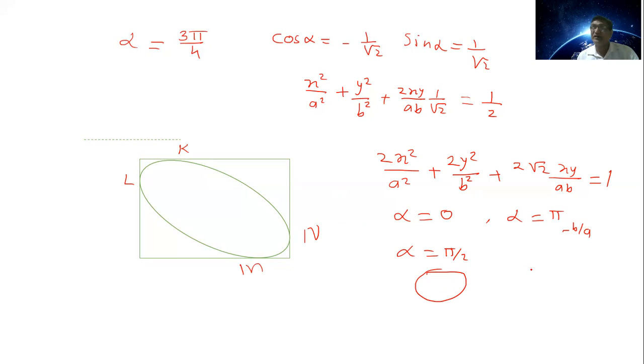But when a is equal to b, in that case we get the circle. Alpha is equal to pi by 2 and a is equal to b, we get the circle. And when alpha is equal to pi by 4 and 3 pi by 4, we get the ellipse here.